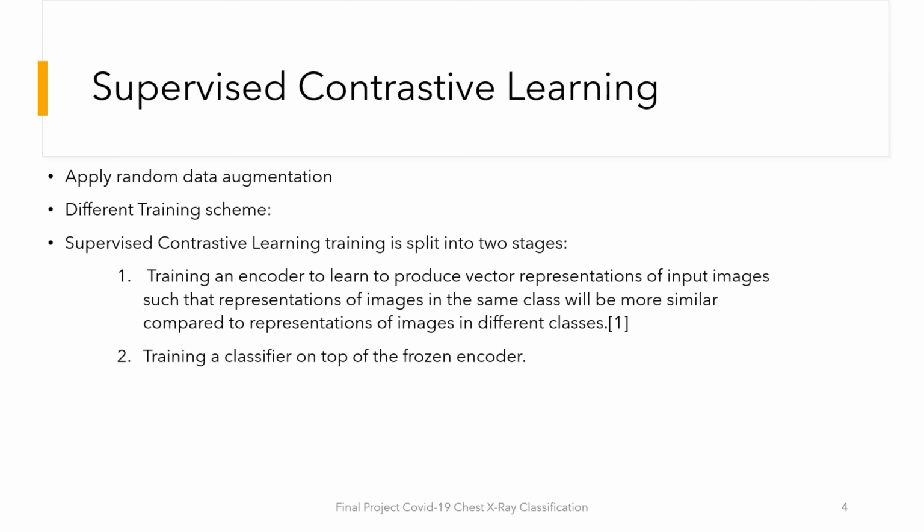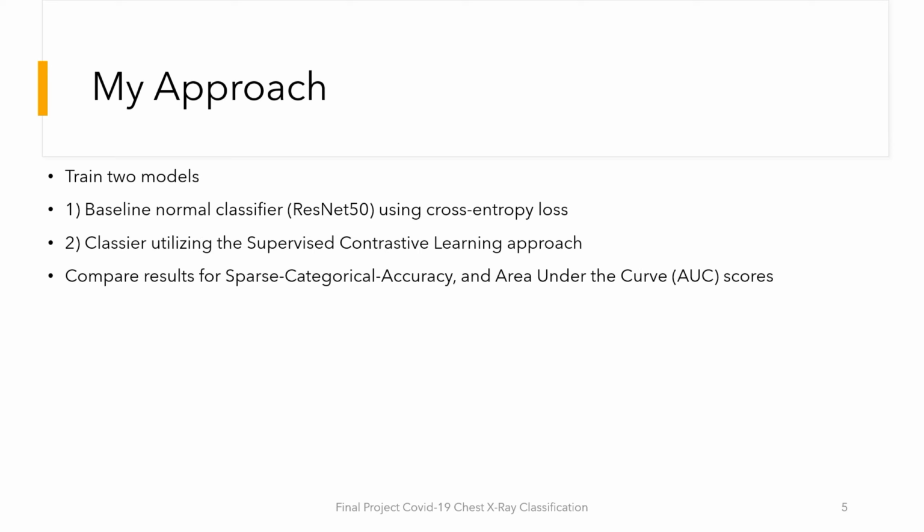So my approach is going to be to train 2 different models. The first being just a normal baseline classifier, which I'm going to be using a ResNet-50 using cross entropy loss. And then I'm going to have a separate model, which is going to utilize this new approach, supervised contrastive learning, with the 2-step training we saw previously.